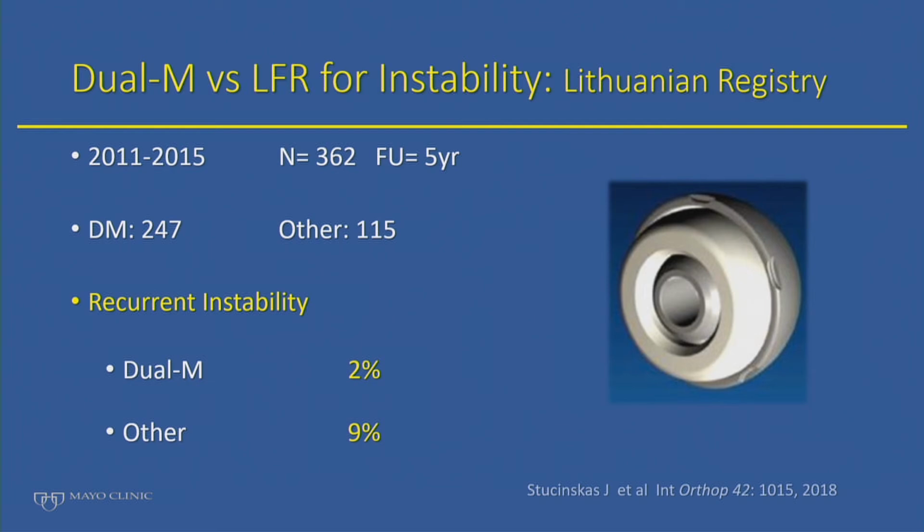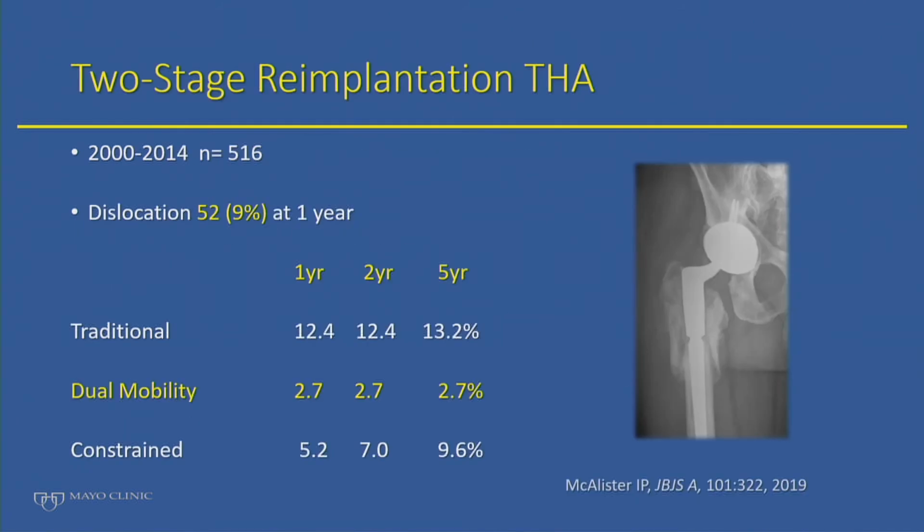So if we look at the literature, this is one of those European studies, but they look just at revising people for instability in this registry. And I want you to remember these numbers. Recurrent instability was 9%, but in the dual mobility, 2%. And that's a number I'm going to keep coming back to.